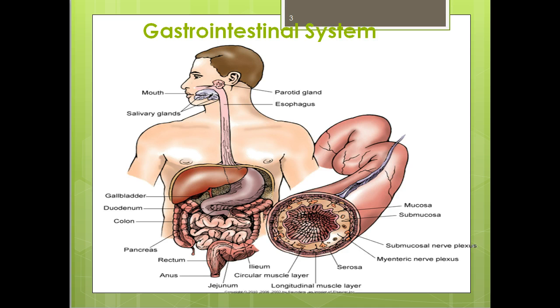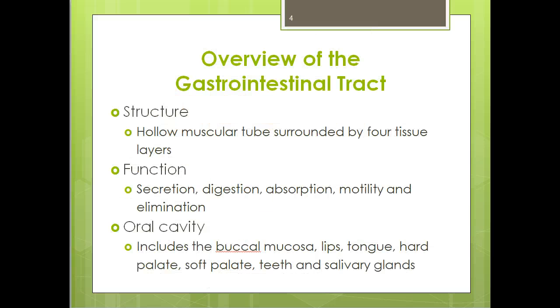So the gastrointestinal system, as we can see, we've got mouth and salivary glands, gallbladder, colon, pancreas, rectum. You've got a basic idea of what things compose the GI system. Okay, overview of the gastrointestinal tract.